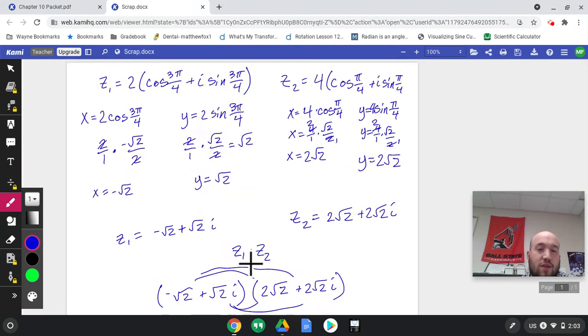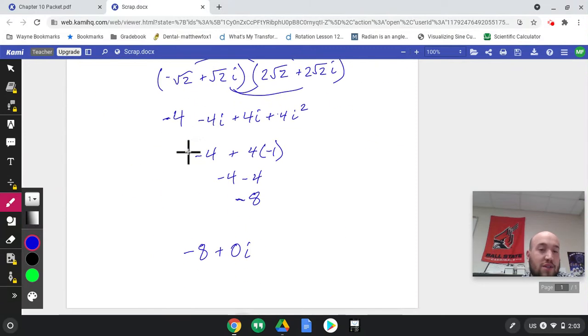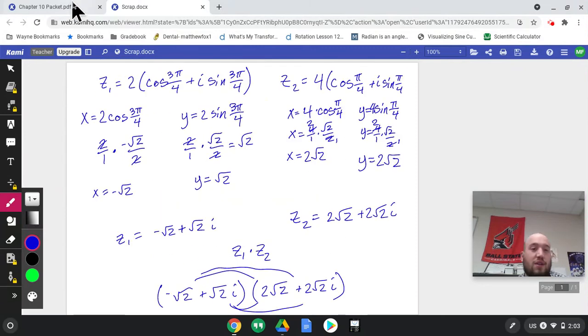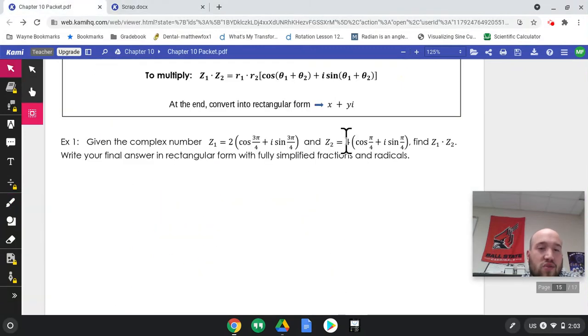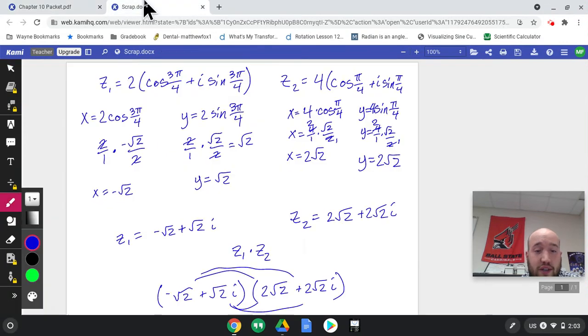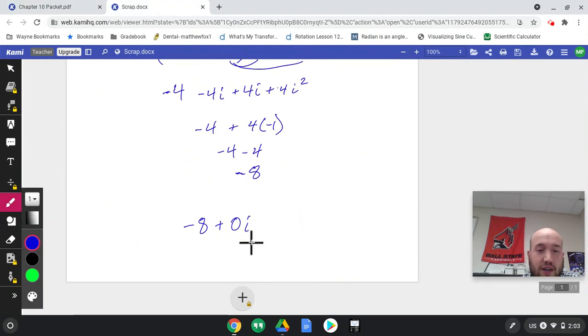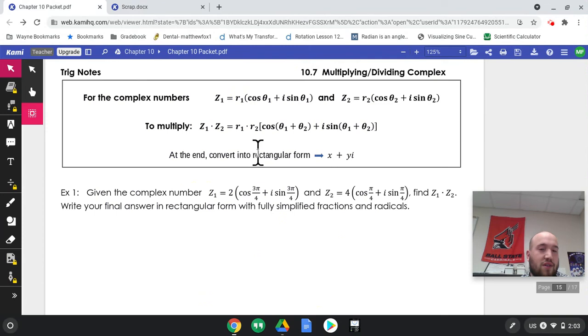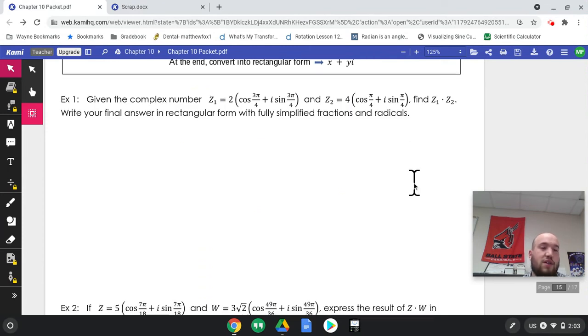So as you can see, this is quite a bit of work. I don't think we want to do that every time. If you have more questions about this, I'd be happy to explain it in more detail. Just let me know. So instead, we're going to use the shortcut here where we combine them. We'll get the same answer here, -8 plus 0i, just with less work, in my opinion.